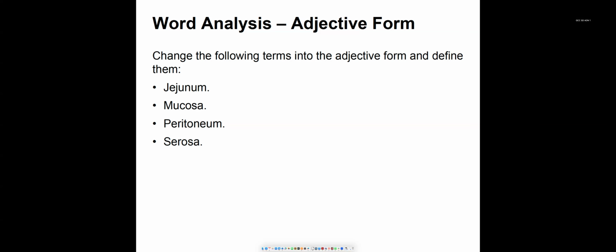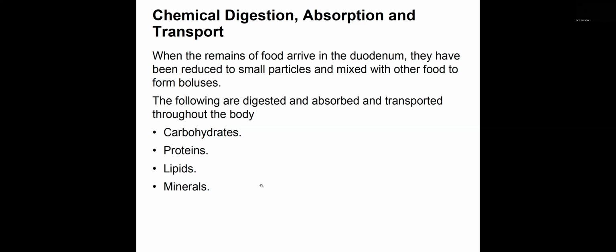Peritoneum will be converted to peritoneal, right? So peritoneal fluid is fluid that lubricates the organs within the abdominal cavity. And then you have serosa, which will become serosal. Serosal tears can occur during abdominal surgery. These are different examples and practices that I want you to do in order to prepare you for understanding these terminologies.